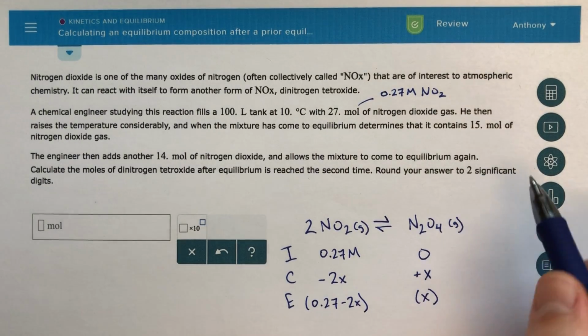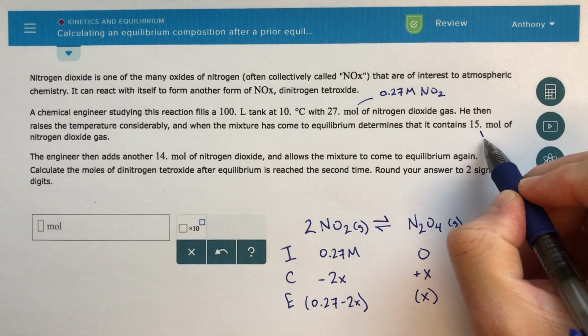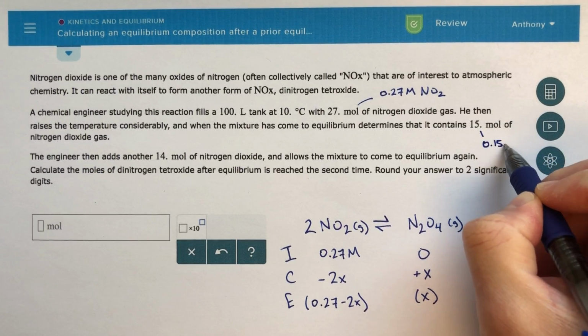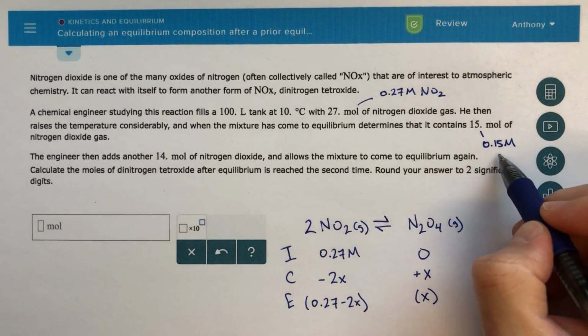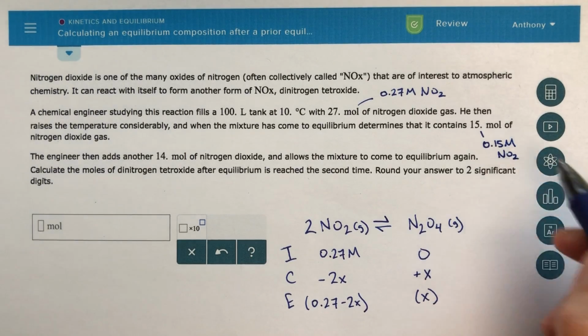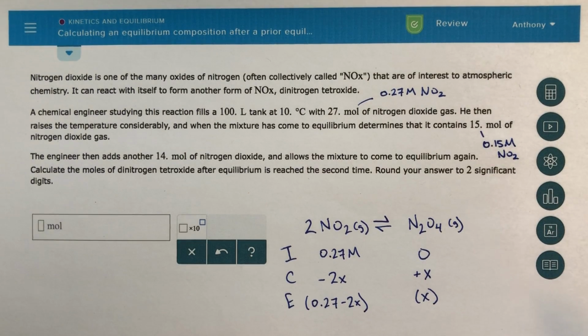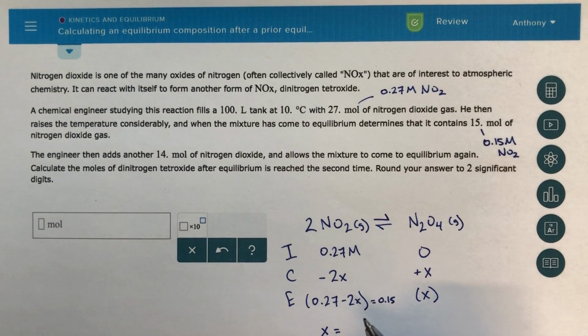This 15 moles of nitrogen dioxide that's left over, that's my amount of NO2 at equilibrium. Converting that again to molarity, 0.15 molar, that's what's going to equal this 0.27 minus 2x. So 0.27 minus 2x equals 0.15 molar. I'm going to use this in order to solve for x, so just solving this little equation here for x. I'm going to talk about that just a little bit more in a second. So x we can find is equal to 0.06.